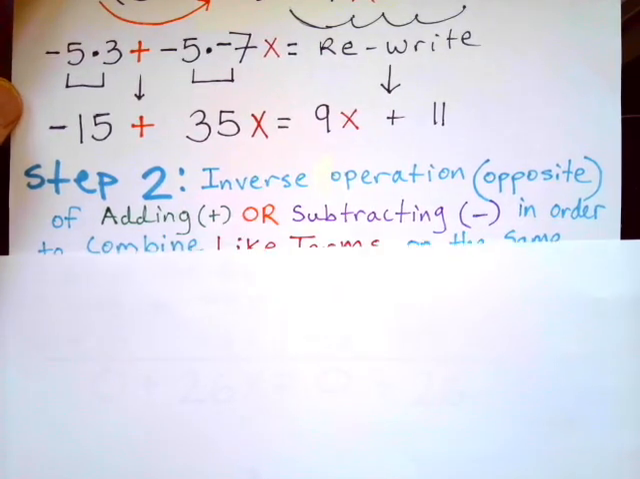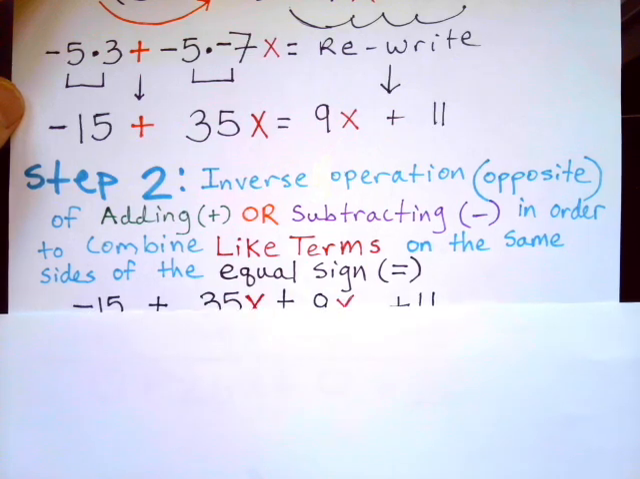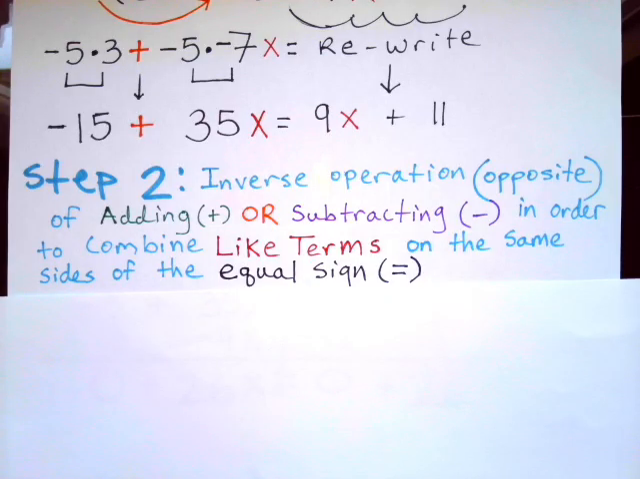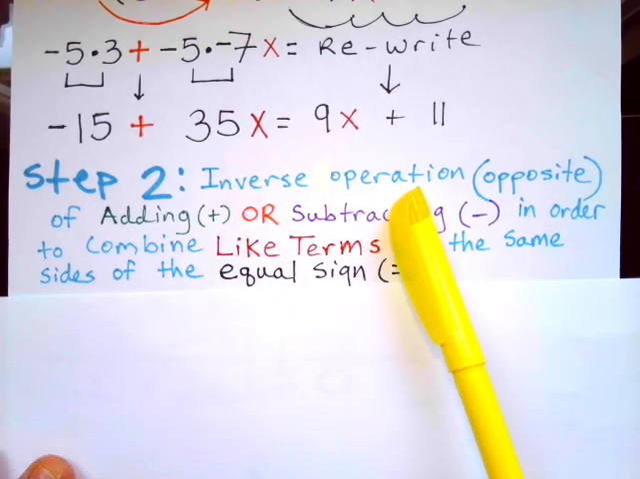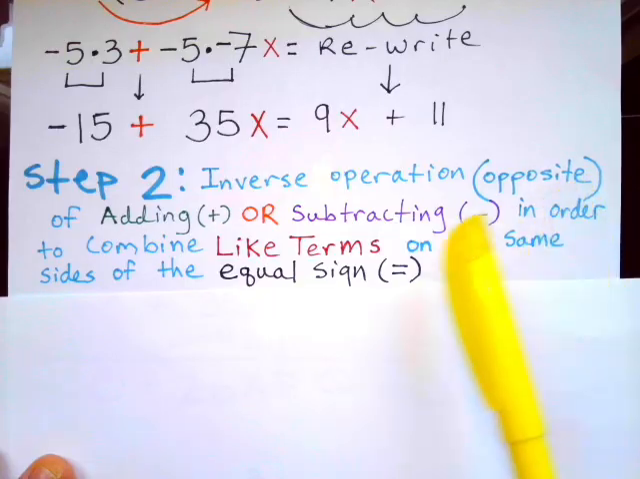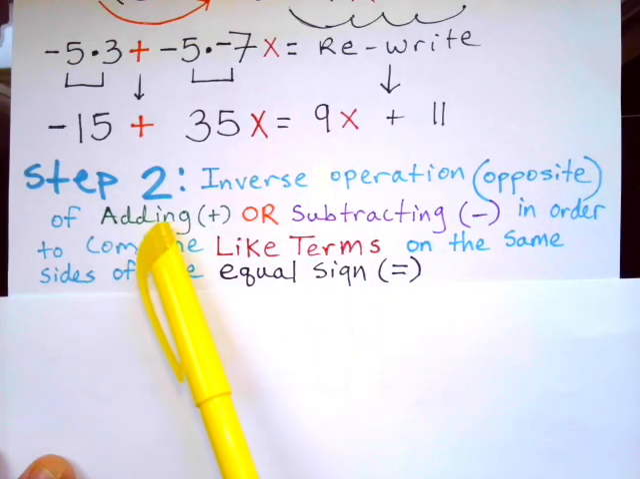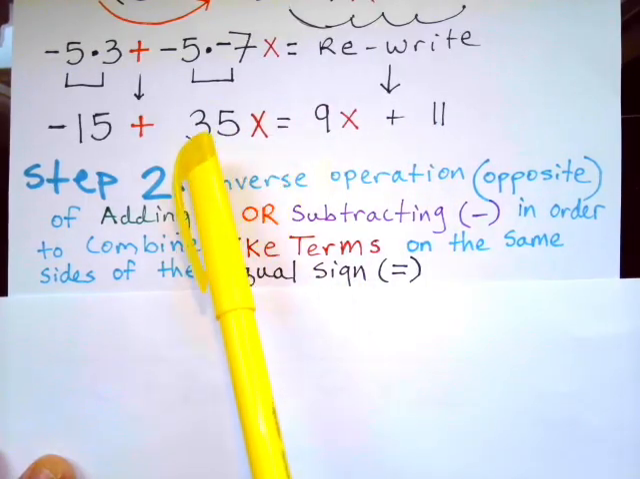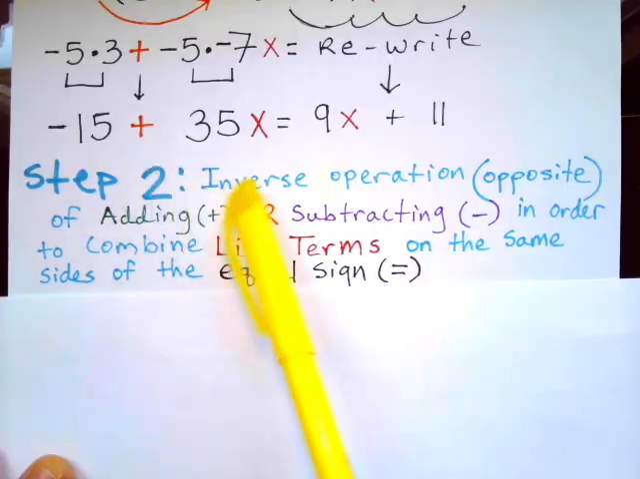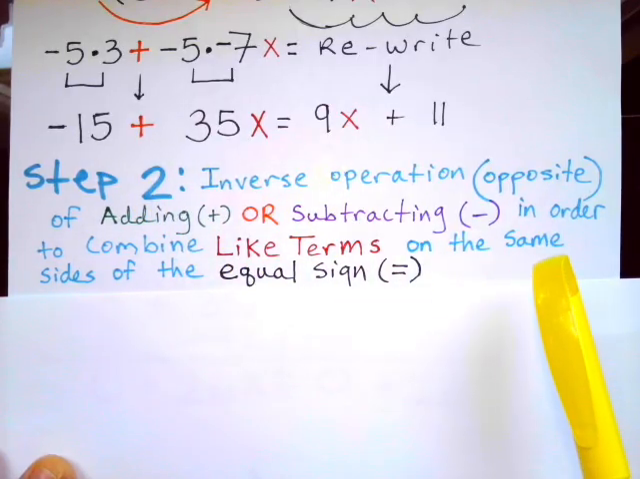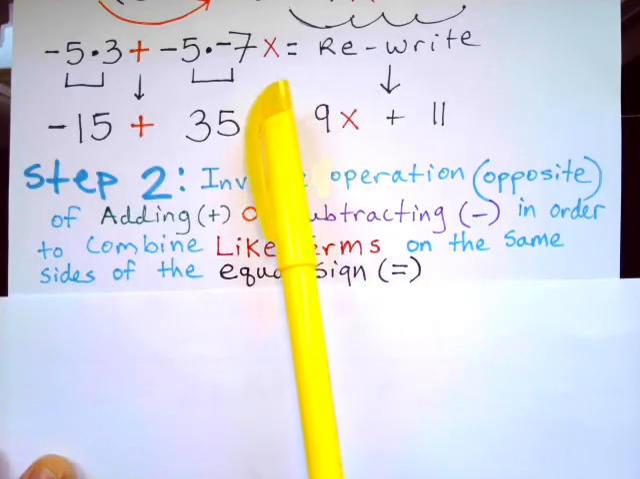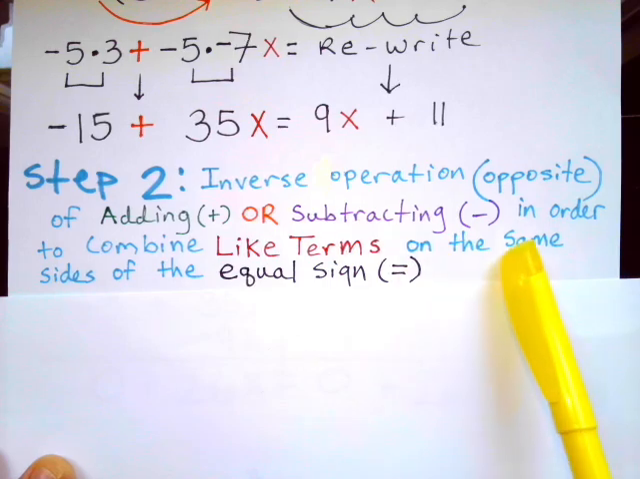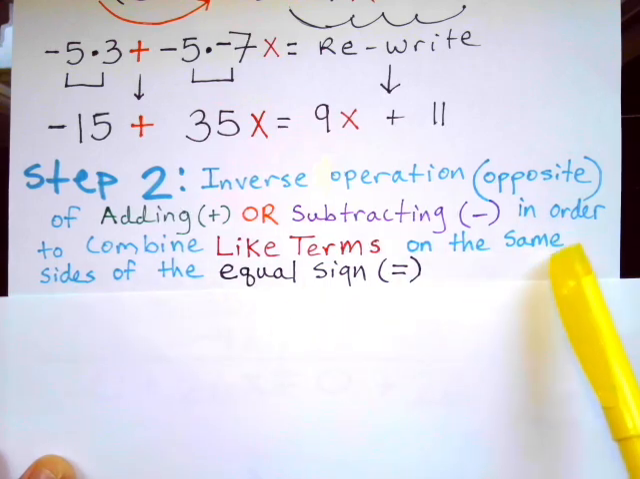Step 2 is we're going to use the inverse operations that I talked about. Let me explain inverse operations for those of you that may not be familiar. The inverse operation means opposite, so it's the opposite of what you see. Opposite of adding or subtracting moves terms from one side of the equal sign to the other side. Dividing and multiplying gets the variable all by itself. And so in order to combine like terms on the same side of the equal sign, what am I saying?